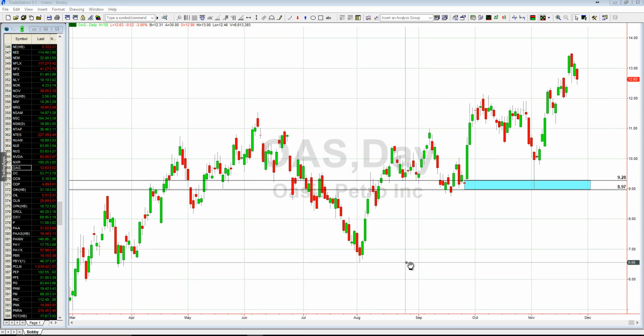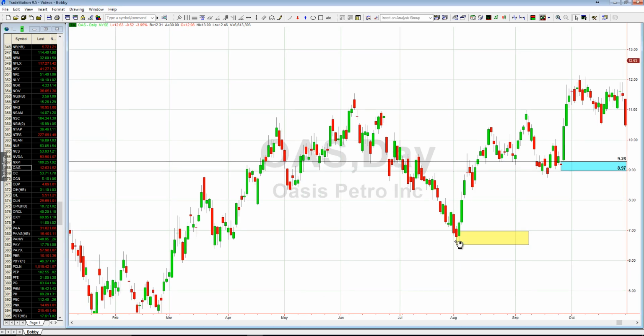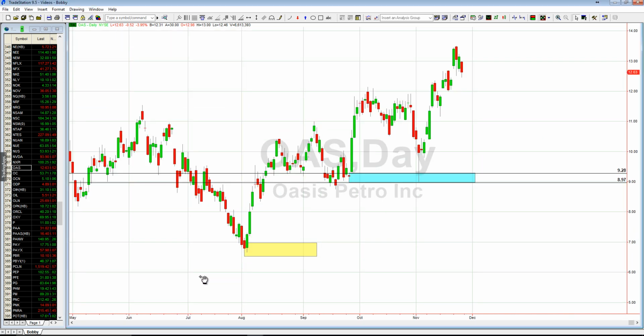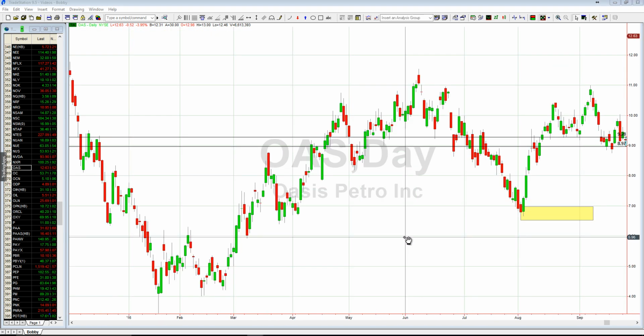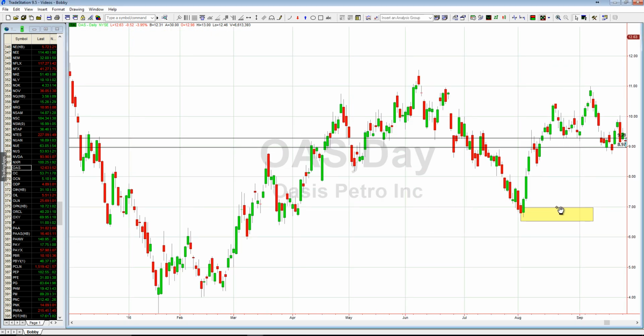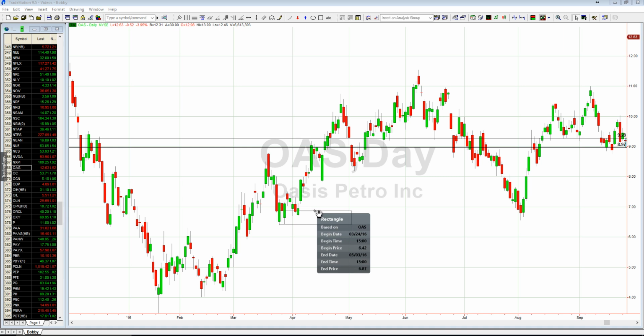Okay, we had a nice move away from this area right here, more than 10%. But it's really part of this zone here.